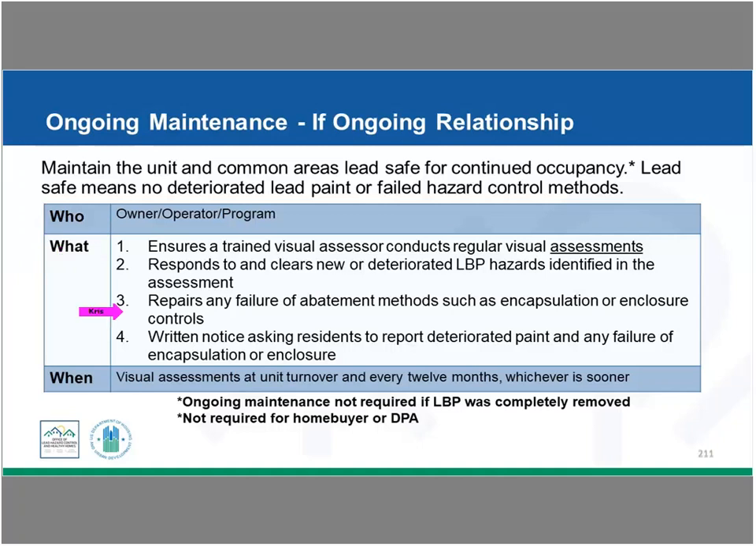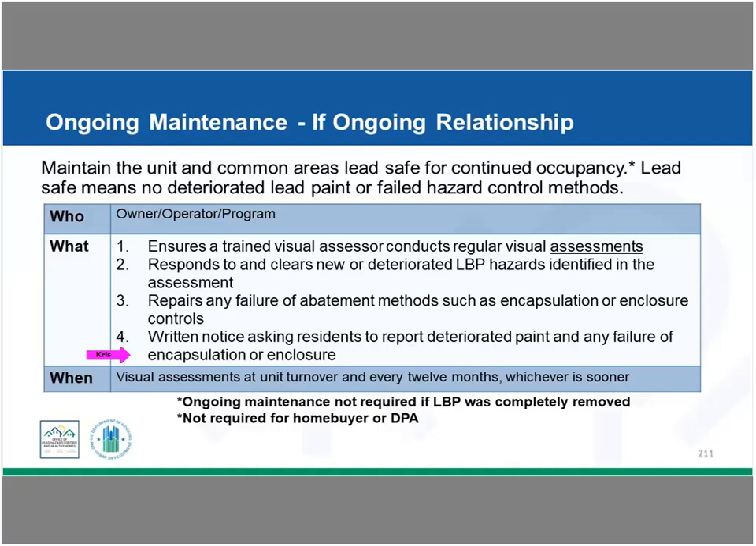We also want to make sure if there were any abatement methods that have been conducted, that those are still fully encapsulated and enclosed. And then number 4 is the one where I see a lot of programs really not communicate this, and this is an area of weakness: making sure that the owner is providing written notice to the residents to report any deteriorated paint, any failure.